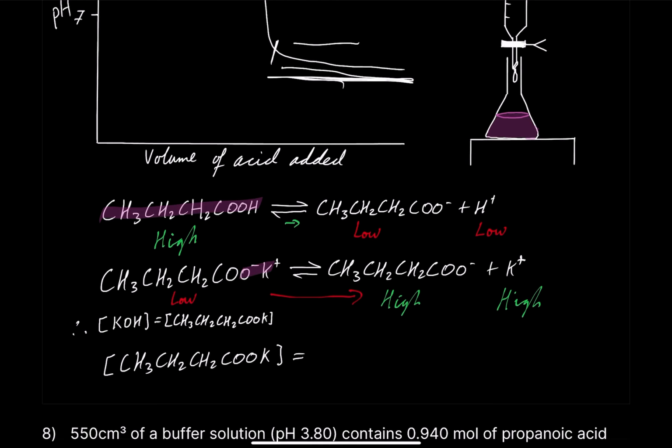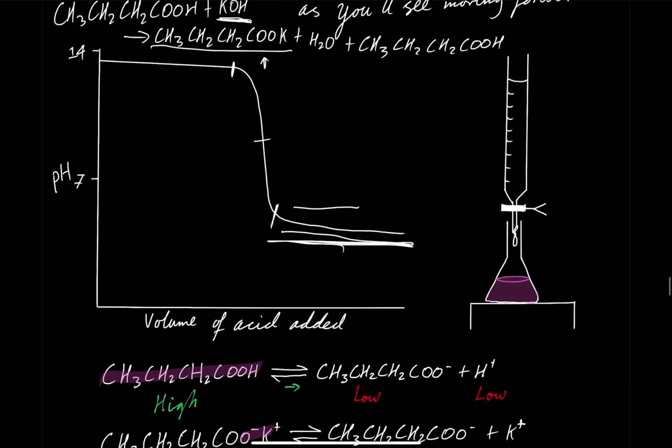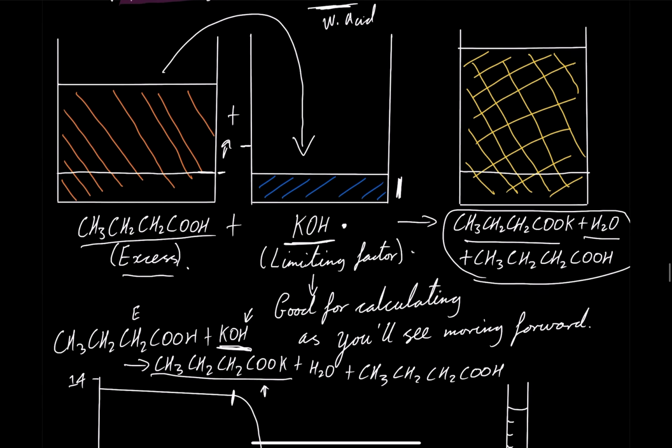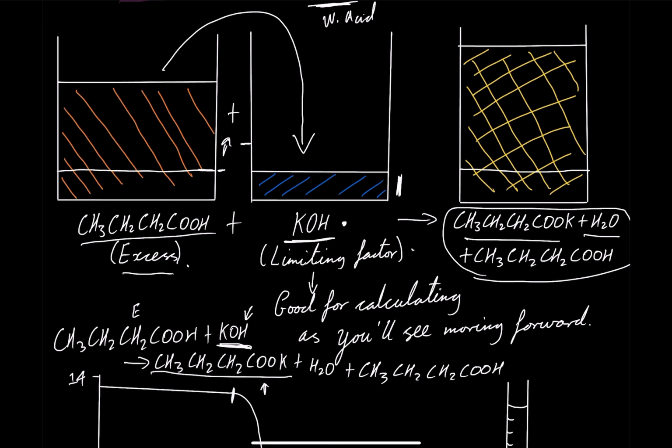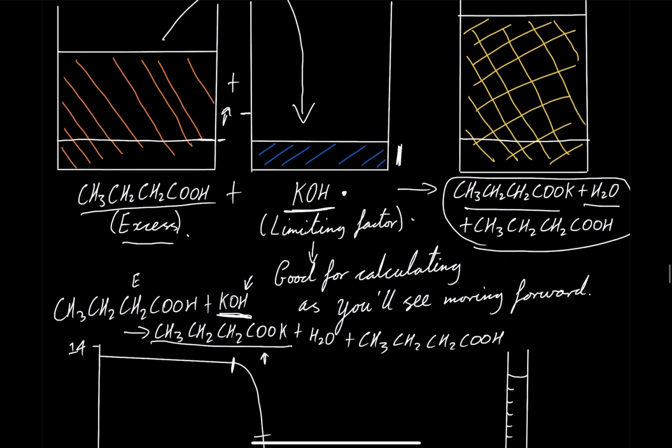concentration of our salt. So remember, we said that from this reaction, the potassium hydroxide is acting as a limiting factor because it completely gets used up in the reaction. It completely reacts with all of the acid in the neutralization. So because of that, it's a limiting factor, and it's actually good for calculations, and I'll explain the reason why. This is good for calculation because we know potassium hydroxide fully gets used up. We can assume it gets used up to form the salt.